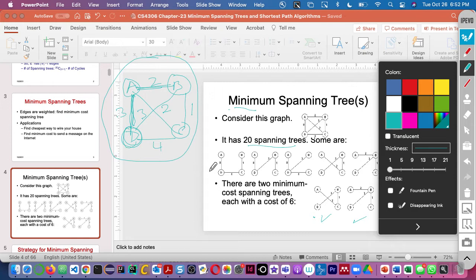So this is why there are some algorithms. Inside a GPS system and that kind of application, they use minimum spanning tree algorithms. There are some well-known algorithms. We will see a few this week, in this chapter.